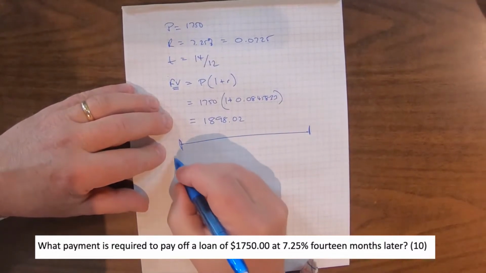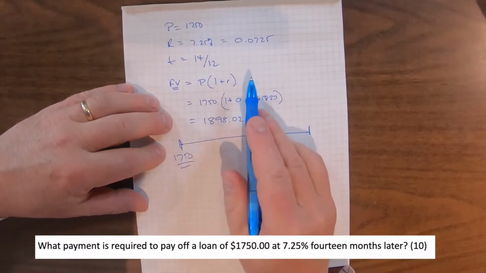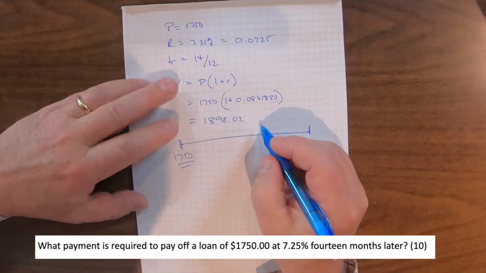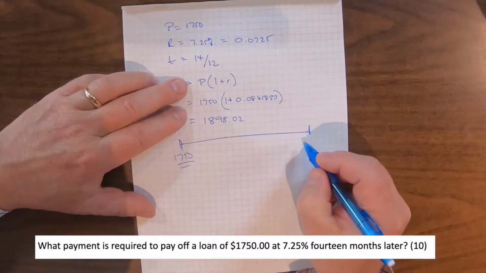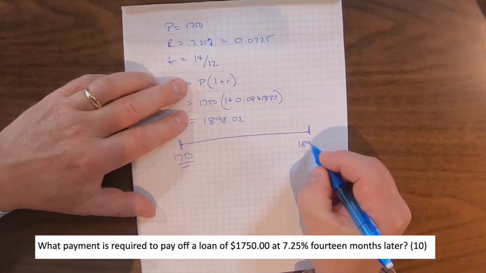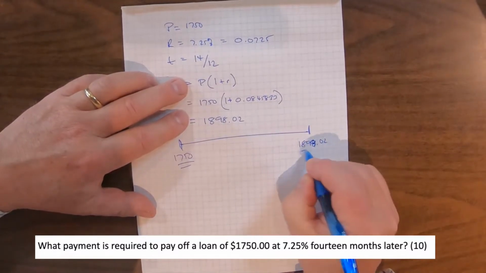So we draw a little timeline here. You can think that the loan was $1,750 to start with. Time marches by. In fact, 14 over 12, which is really 1 year, 2 months. So at the end, you're going to have to pay $1,898.02 to pay it off.